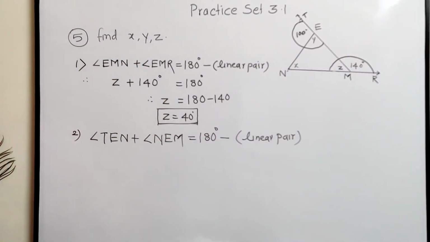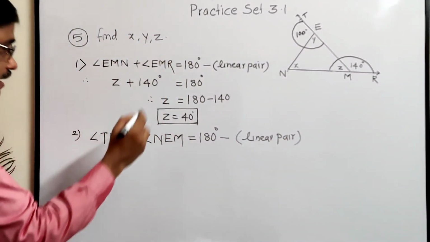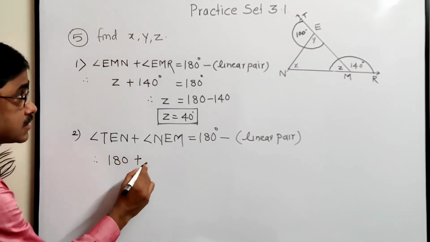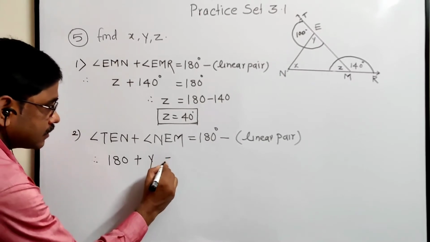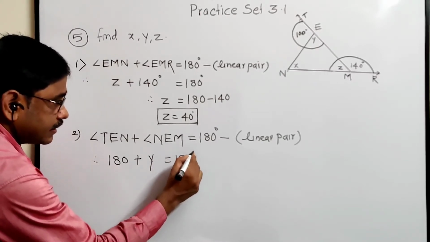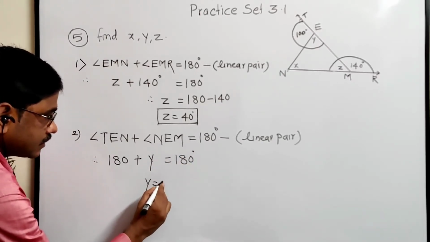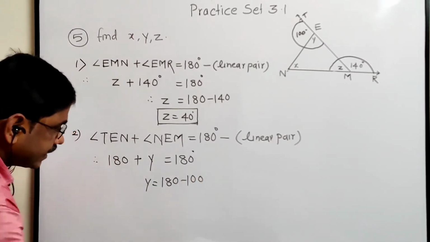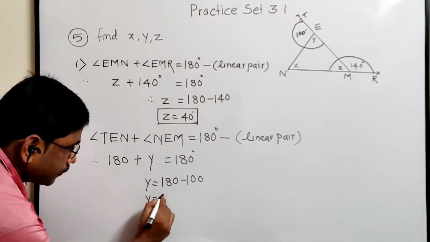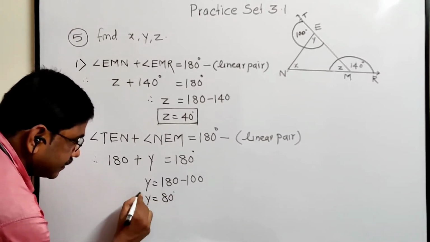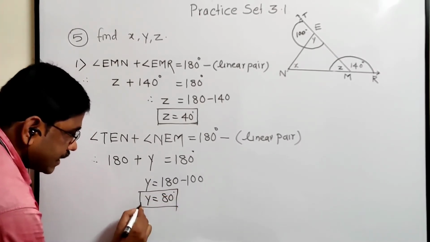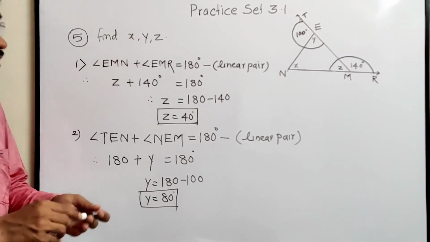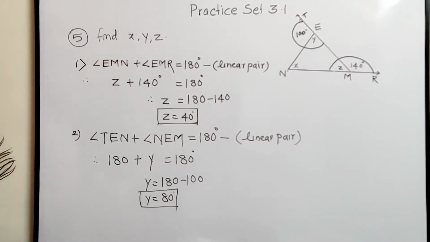Now substitute the value. TEN is given as 100 degrees. 100 plus this Y is equal to 180 degrees. Therefore Y is equal to 180 minus 100. So we get Y is equal to 80 degrees. Now we have Y is equal to 80 degrees and Z is equal to 40 degrees.